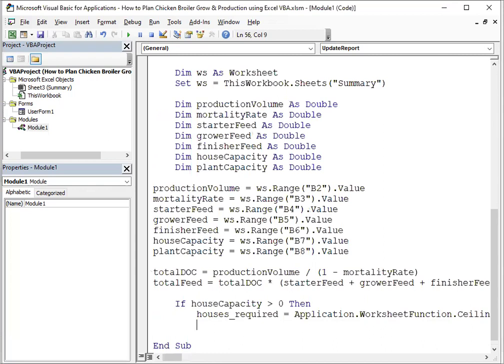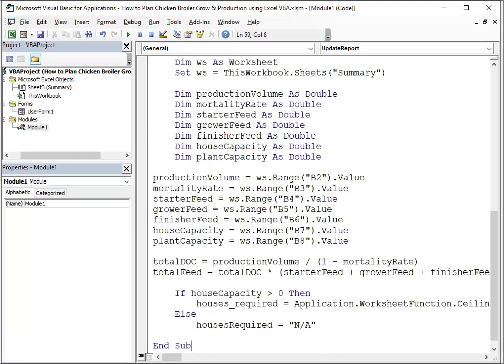Or otherwise, else houses required equals not applicable. Of course, if the house capacity is greater than 0, then you're gonna have the number of houses. But if it is less than 0, meaning negative, then that would be not applicable. Then last, End If.